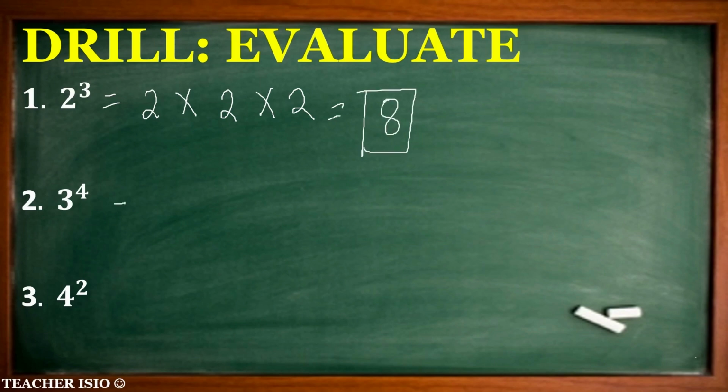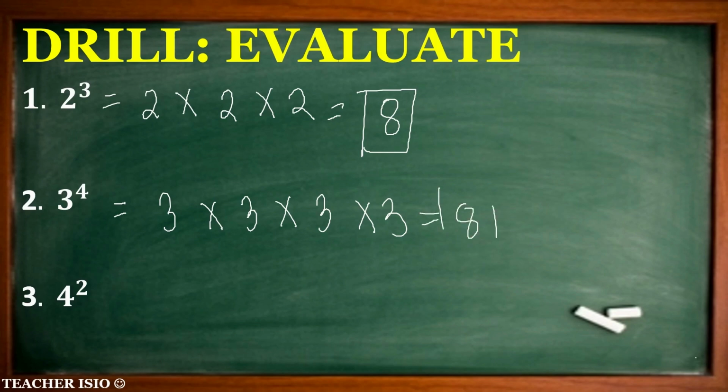So let's have number 2. We're going to multiply 3 four times to itself. So we have 3 times 3 times 3 times 3. So, 4 na beses na ulit yung 3. 1, 2, 3, 4. Kung bakit 4 na beses? Kasi 4 ang exponent. Let's continue. We have 3 times 3, 9 times 3, 27. Another 3 we have 81. So, the answer is 81.